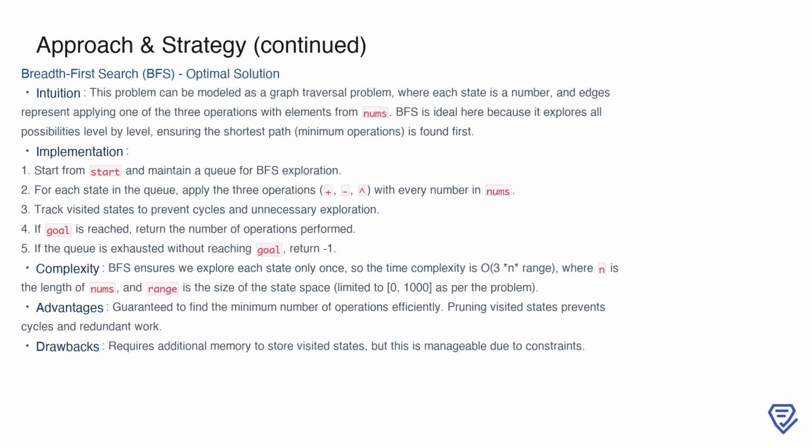For every state queued, we apply the 3 operations using all numbers from nums. By keeping track of visited states, we avoid cycles and unnecessary exploration. If we reach the goal, we return the count of operations; otherwise, if the queue is exhausted, we know the goal is unreachable. The complexity is manageable, as BFS explores each state only once, making it significantly faster than brute force. This method balances efficiency and simplicity, allowing us to systematically find the shortest path while controlling memory usage.